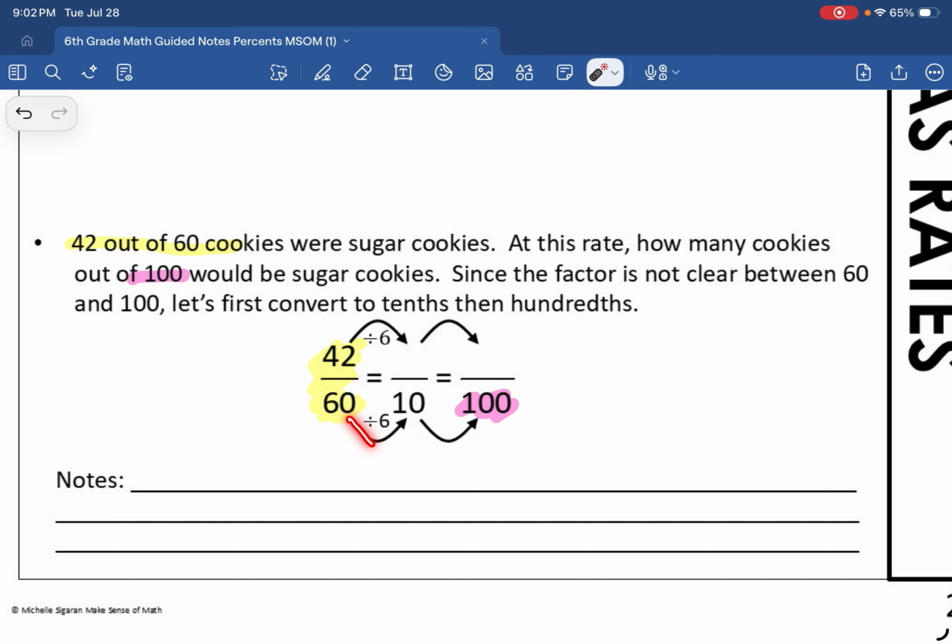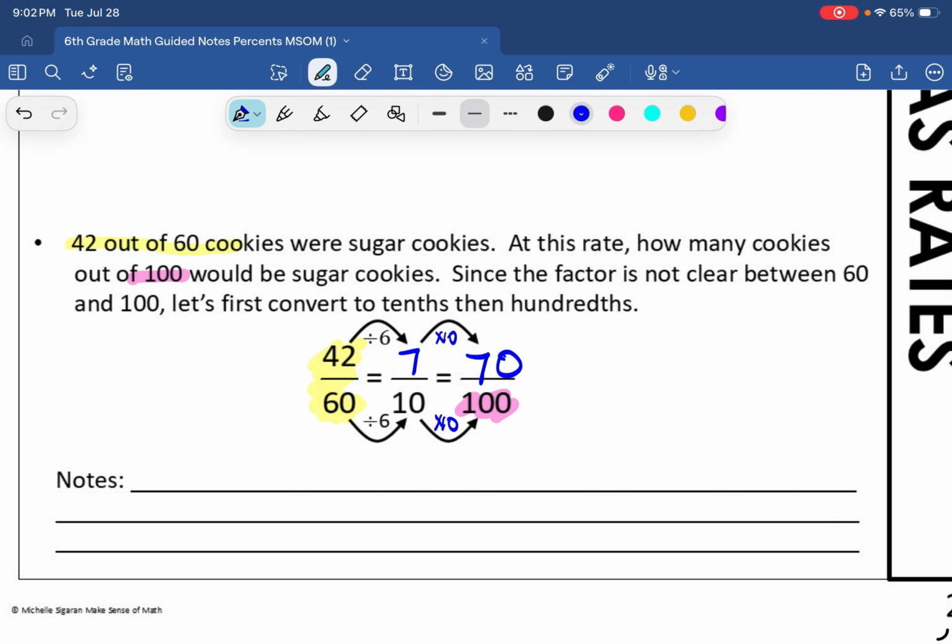So 60 divided by 6 is 10. So 42 divided by 6 is 7. And then I can go 10 times 10 is 100 and 7 times 10 is 70.